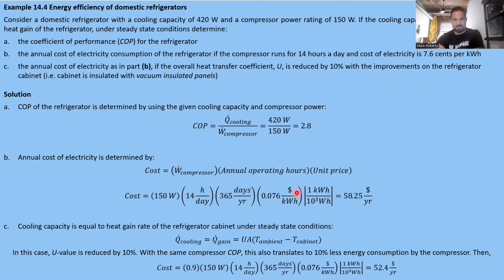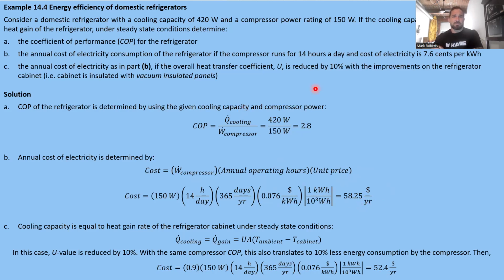Electricity costs 7 point, or was it 0.076, so yeah, 7.6 cents a kilowatt hour. That's a little bit low, but not too bad. But anyway, we do the unit conversion and we get about $58.27 per year.